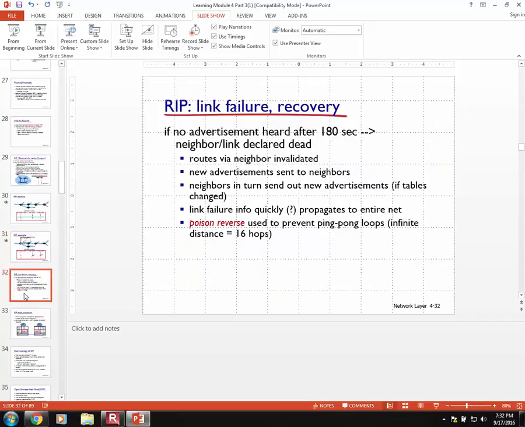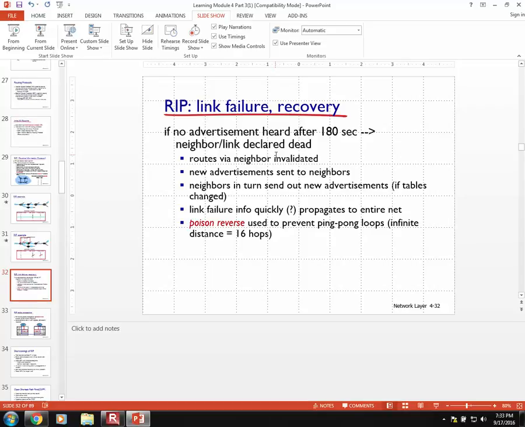So let's talk a little bit about what happens if a link has failed. Basically, if no advertisement is heard after 180 seconds, it's automatically assumed that that link is dead. That tells you that, in general, routers have to have a relatively quick restart time. But that 180 seconds has been analyzed to death, and so that's a good standard as far as that goes.